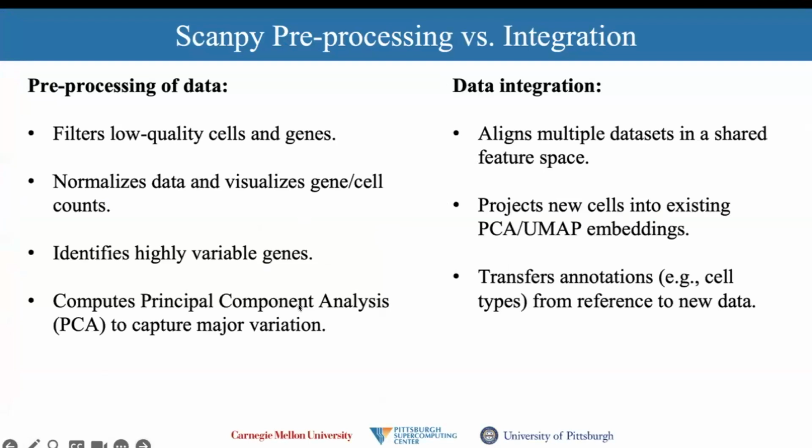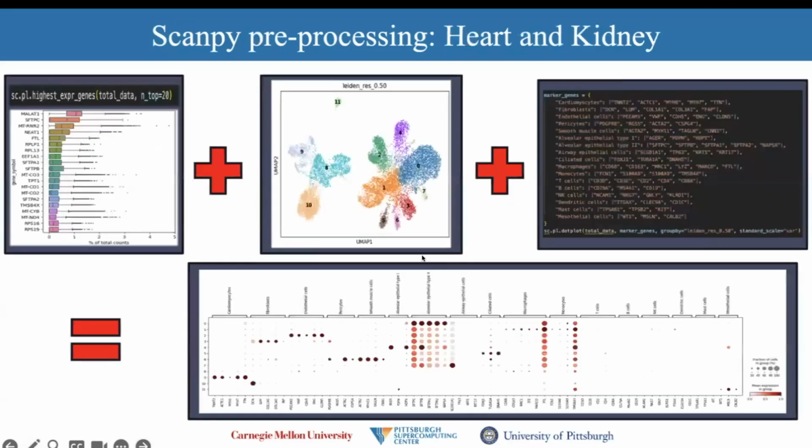Whereas data integration differs a little bit. It aligns multiple data sets in a shared feature space, projects new cells into existing PCA or UMAP embeddings, and transfers annotations such as cell types from reference to new data.